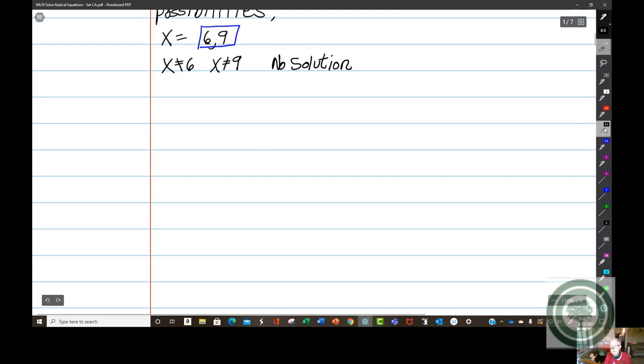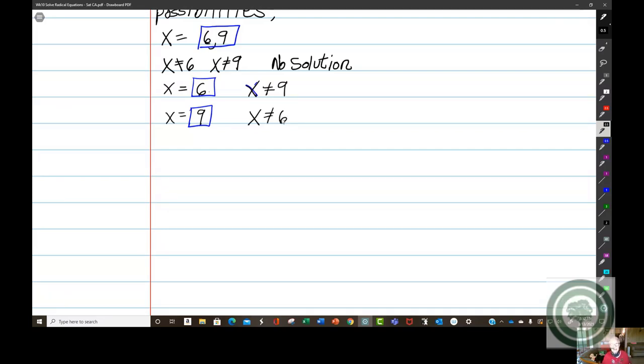All right, those are two possibilities. And then another possibility is just that X equals 6. And, or, I should say, or, that X equals 9. And the reason for just 6 is that you checked your answer and 9 didn't check. So X doesn't equal 9. And here X equals 9, but X doesn't equal 6. All of those possibilities are equally possible with this kind of problem.